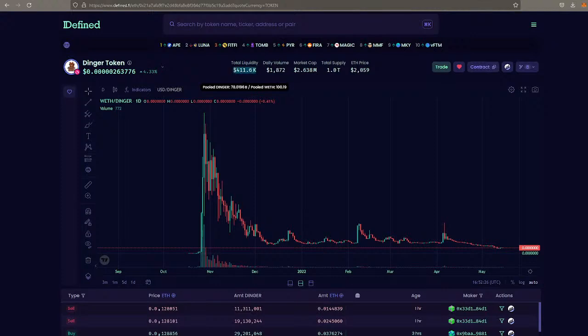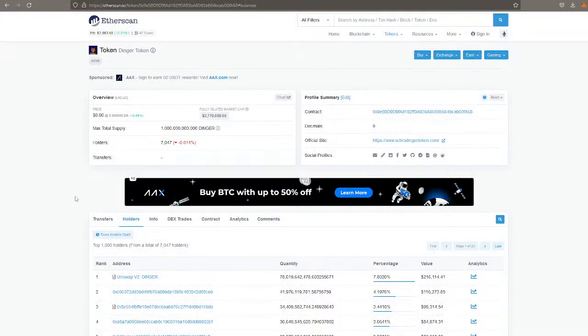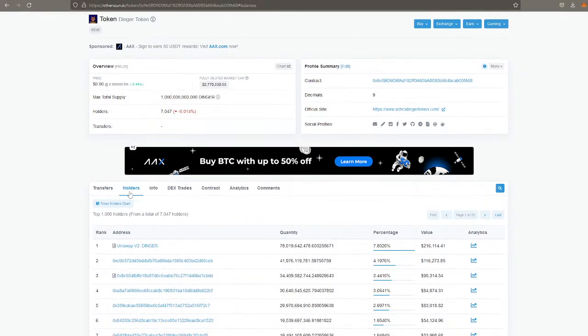So we have 411K worth of liquidity. What that means is that we basically have about $205,000 worth of Ethereum paired with $205,000 worth of Dinger, and that's the liquidity available. That's the market being created by liquidity providers for you to buy and sell into for whatever token it is. An easy way that you can see that is if you go to Etherscan.